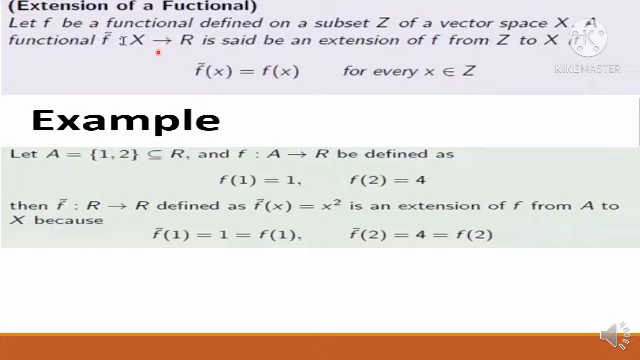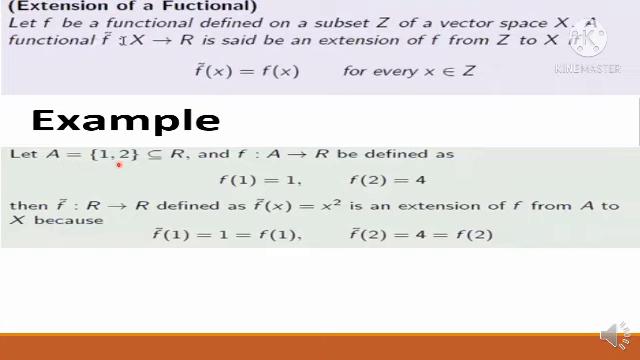Remember two things for the linear extension of a functional. First, it will be defined on the vector space X. Secondly, the linear extension f tilde is defined on the whole space X. If we find the images of f tilde on Z, they will be equal to the images of f on Z. Here is an example.